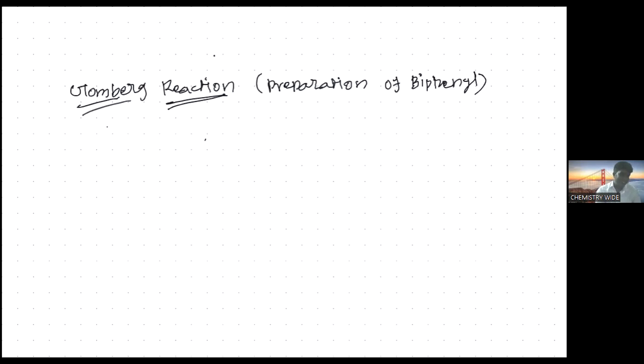Gomberg reaction is used for preparation of biphenyl. If benzene diazonium chloride is treated with benzene in the presence of sodium hydroxide, we get biphenyl. In this reaction, N2 is going to eliminate and HCl will be formed. Let's see the reaction.